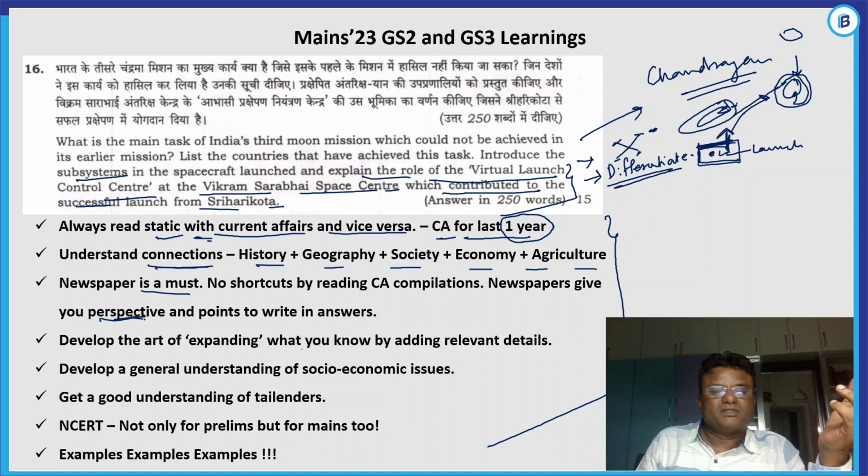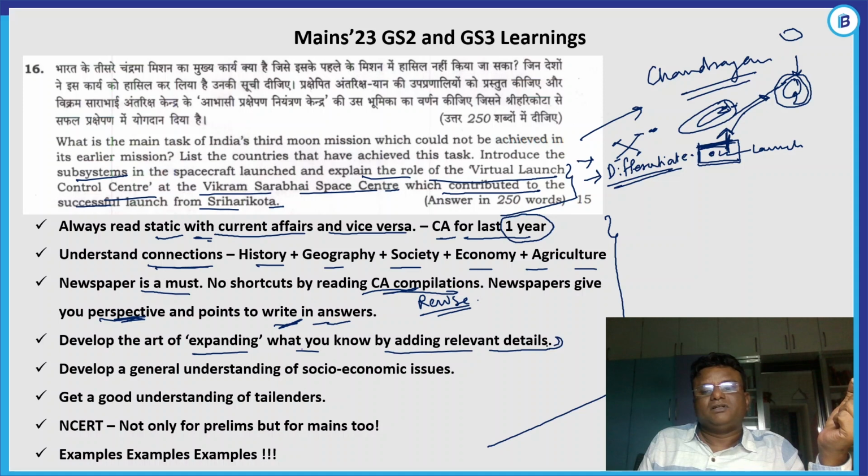Developing that perspective is important, and that will give you the points to write in the answer. This will help you to revise. Develop the art of expanding what you know by adding relevant details.